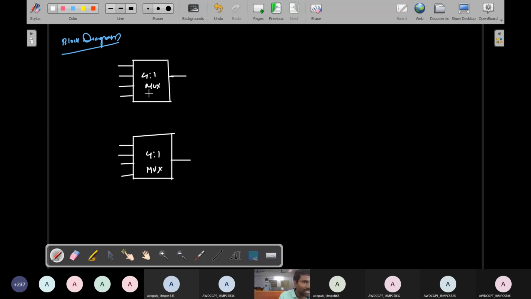See, here 2 input selecting lines, here 2 selecting lines. If you draw those 2 selecting lines, I am simply using this color. These are the selecting lines, S1, S0. Okay, so these are the selecting lines S0, S1. Similarly here also these are the S1, S0 selecting lines. I will write here only. So this is S0, S1, S0. So these are the selecting lines.